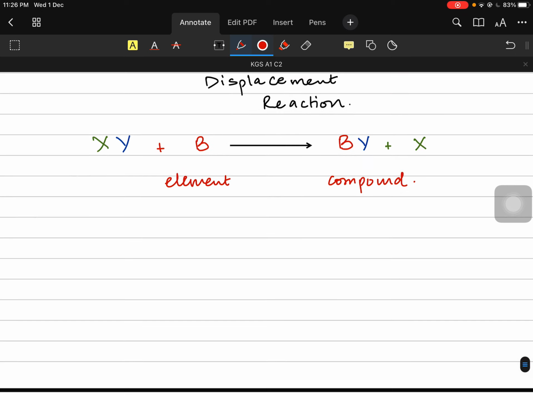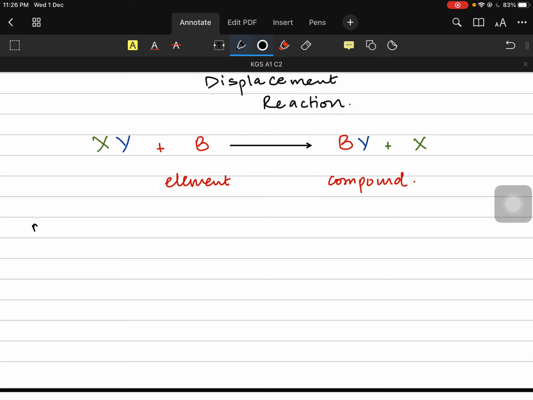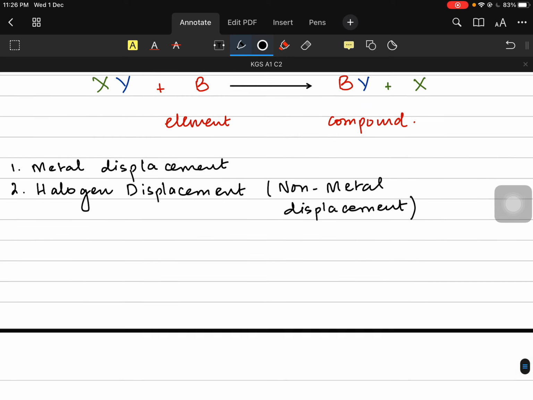Displacement reaction is of two types basically. It could be a metal displacement or it could be a halogen displacement. So it can be a metal displacement reaction or it could be a halogen displacement reaction. Halogen displacement is essentially the non-metal displacement. So it is actually a non-metal displacement, by the way. In today's video, we're going to be talking about the halogen displacement, because that is a simpler one.